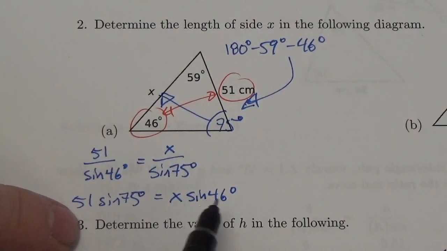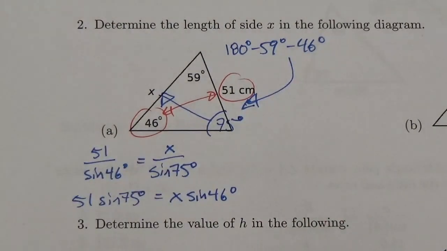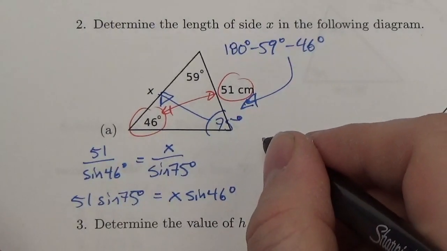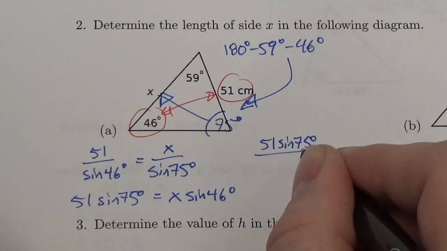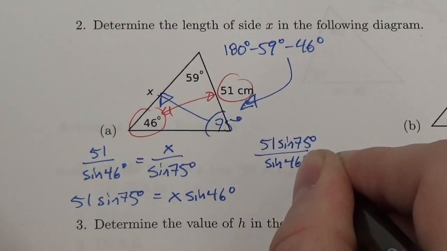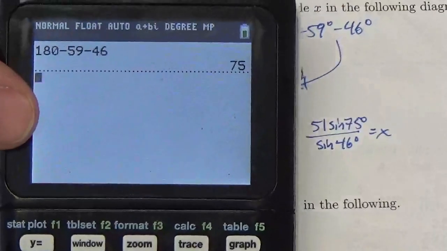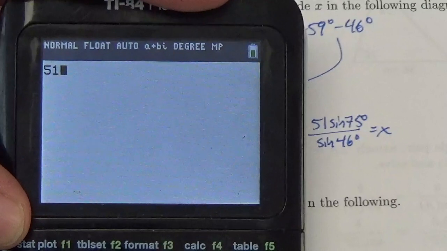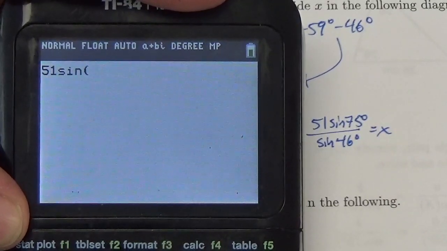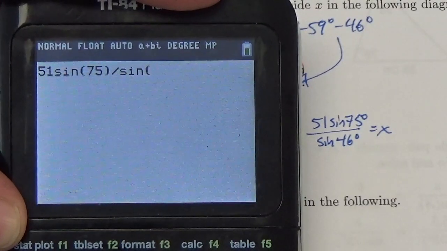So x is being multiplied by this sine of 46. Remember, that's just a number. Don't get thrown off by the fact that there's a sine there. It's just a number. So this is going to be 51 multiplied by the sine of 75 degrees over the sine of 46 degrees is going to equal x. And then we again go to our calculator. Okay, so 51 multiplied by the sine of 75, close the parentheses, divided by the sine of 46.